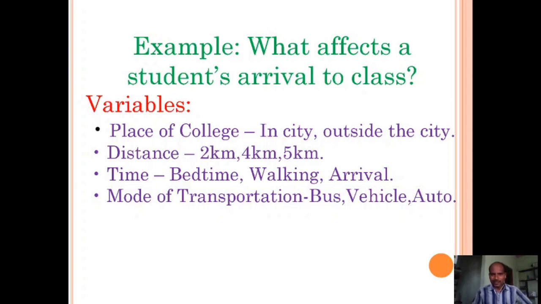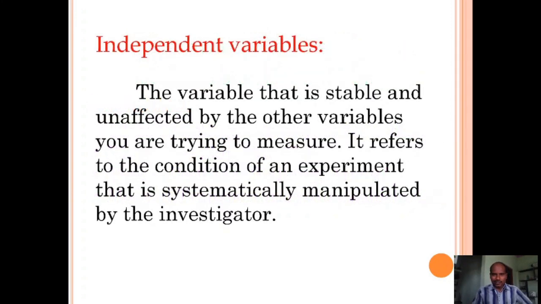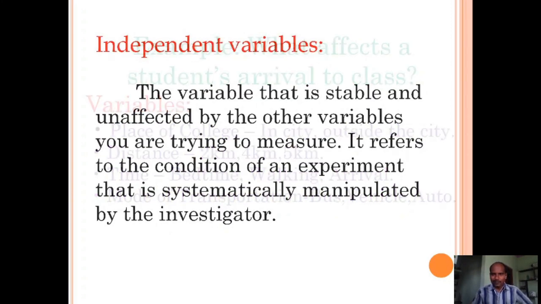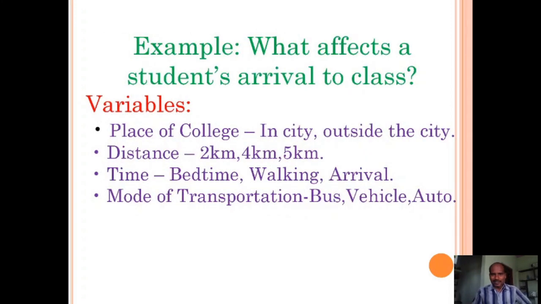Here, the place of the college: is it inside the city or outside the city. The distance, for example 2 kilometers. Time, that means walking time, arrival time or wake-up time. And mode of transportation, what the student has used for arrival to class. So these are the variables which influence the student's arrival to class. In this, the dependent variable is the result, the student's arrival to class, and the independent variables are all of these.